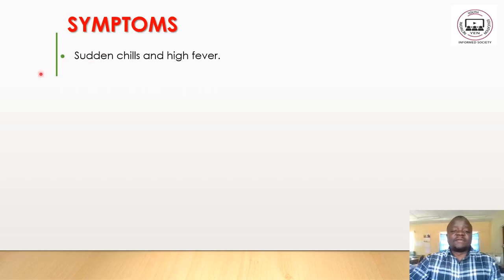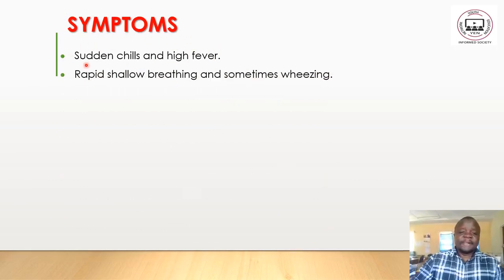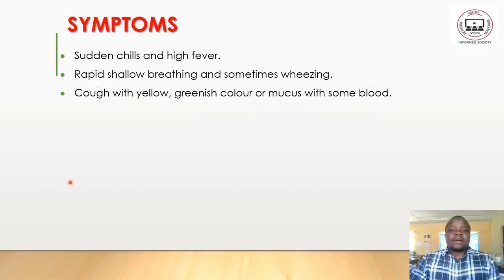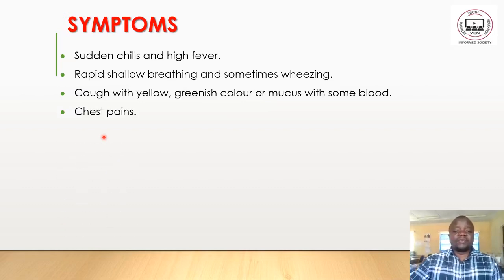First symptom of pneumonia: sudden chills and high fever. Generally, the person feels cold. Rapid, shallow breathing and sometimes wheezing. The patient can produce some sound because of difficulties in breathing. Cough with yellow or greenish mucus, or mucus with some blood, is also a sign and symptom of pneumonia. It has chest pains.